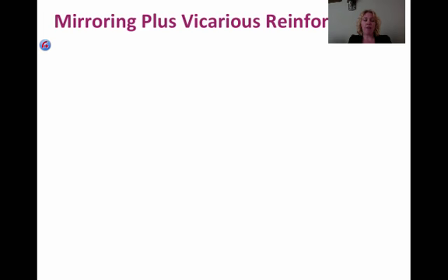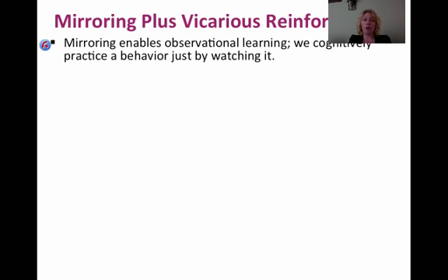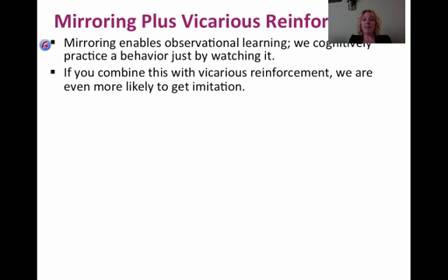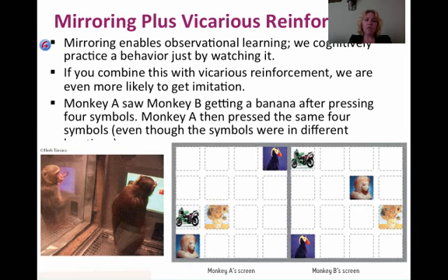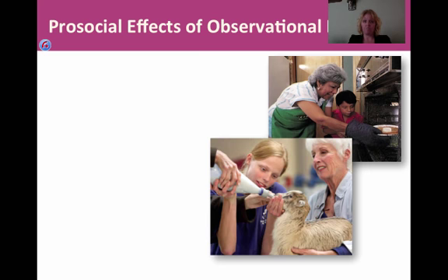Now, what happens if you have mirroring plus vicarious reinforcement? Well, mirroring enables observational learning, and we cognitively practice a behavior just by watching it. So if you combine this with vicarious reinforcement, we are even more likely to get imitation. So for instance, monkey A saw monkey B getting a banana after pressing 4 symbols. Monkey A then pressed the same 4 symbols, even though the symbols were in different places. So we do know that watching plus reinforcement makes this modeling and observational learning even stronger.